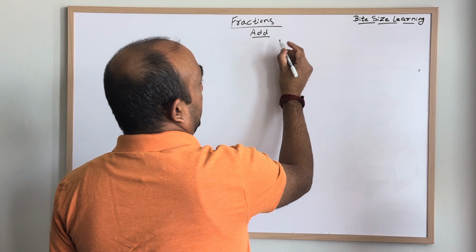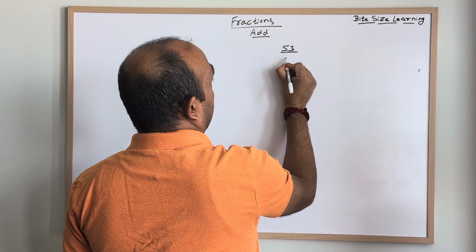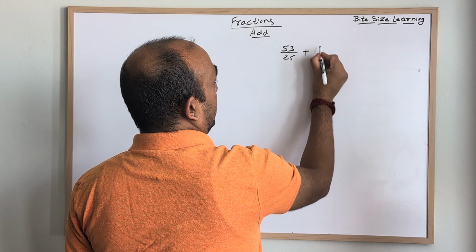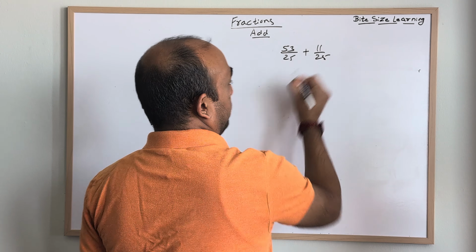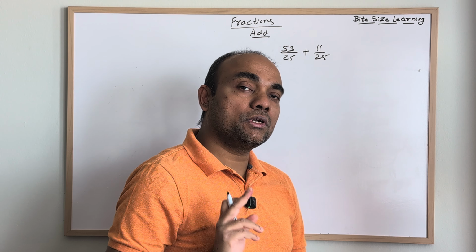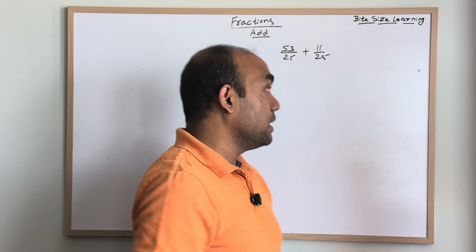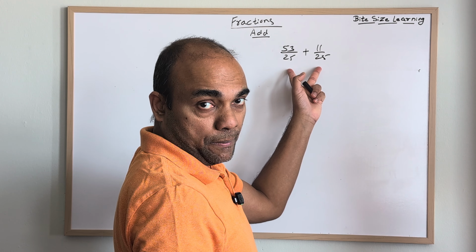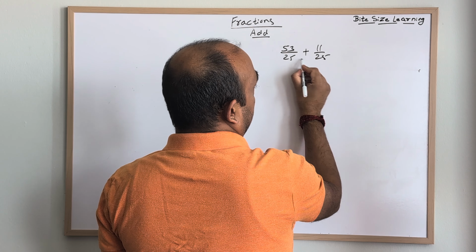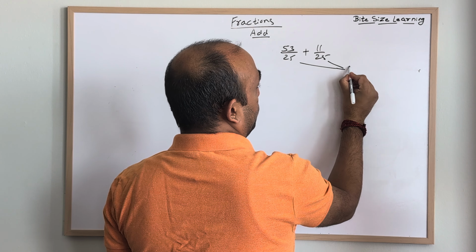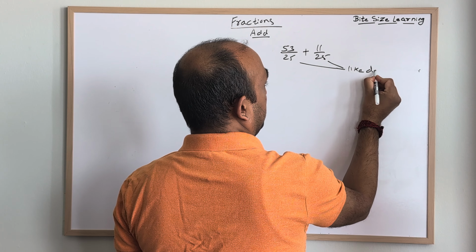So let's say you have two fractions, 53 upon 25, and you want to add it with 11 upon 25, right? One thing you need to understand about addition of fractions is that you need to see the denominator. If it is a like denominator, so here the denominator is equal, it is called like denominator.